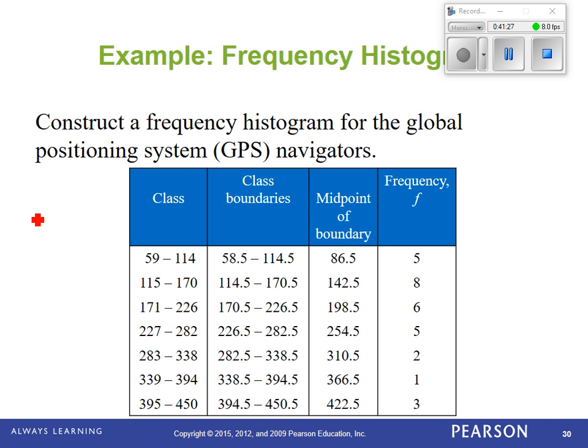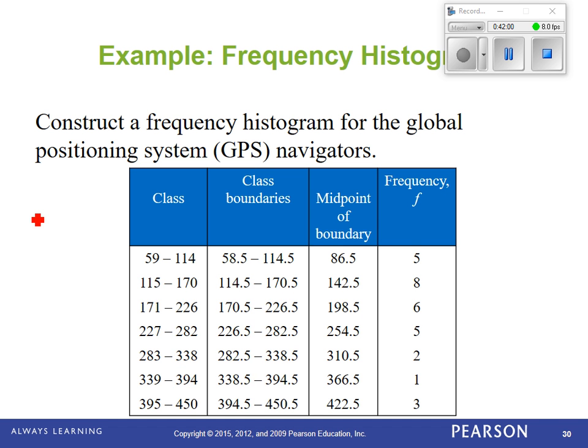Making a frequency histogram. We're going to make a frequency histogram of this stuff. I'll show you how to do it. Let's write this down on the side here somewhere. We're starting at 59 and we're going up to 450. Our class midpoints, somebody help me out. Write down the frequencies in a little column in your notes, just off to the side.